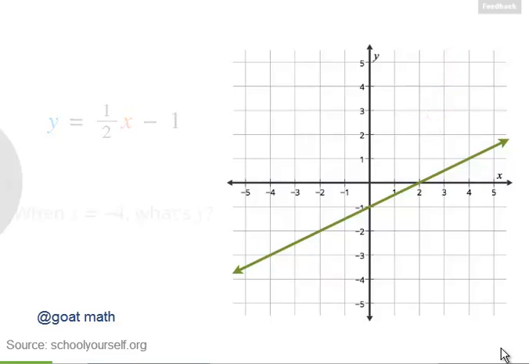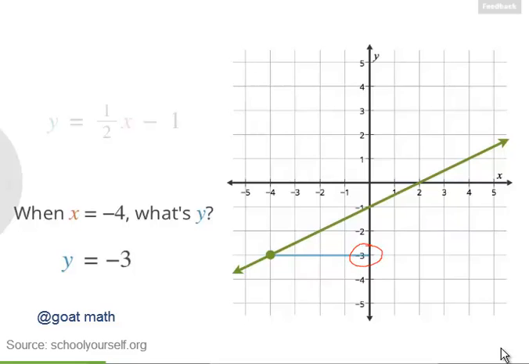So for this graph here, when x equals -4, what does y equal? You could use the equation to figure this out, but try reading it directly from the graph instead. Precisely. So here's -4 on the x-axis, and here's where x equals -4 on the line. What does y equal? Well, if we extend a line over to the y-axis, we can see that y equals -3. And you can double-check this answer with the equation. When x equals -4, sure enough, y equals -3.